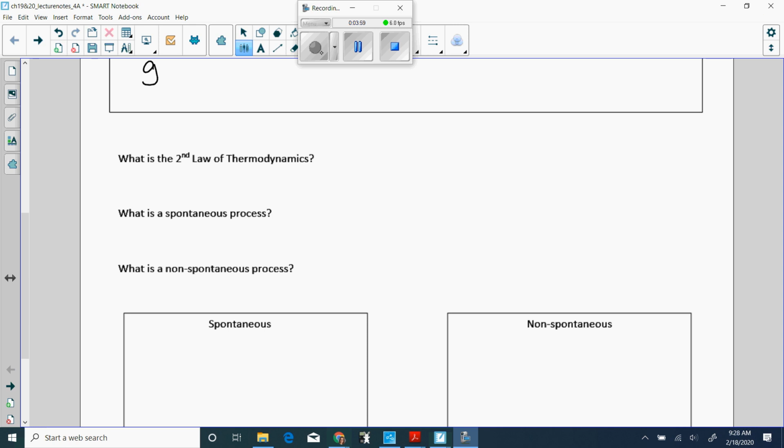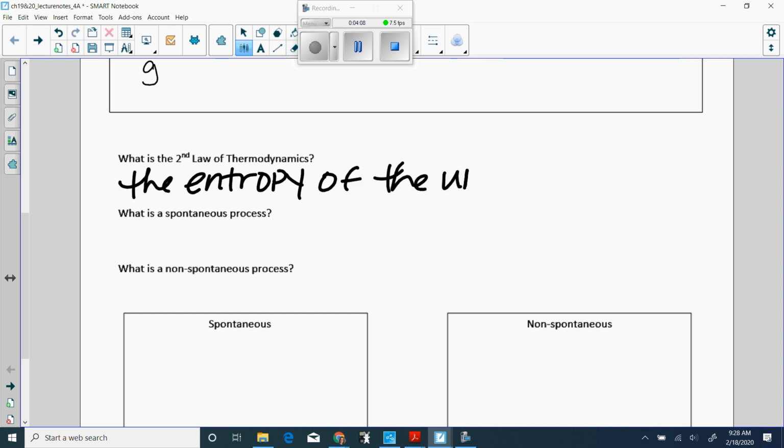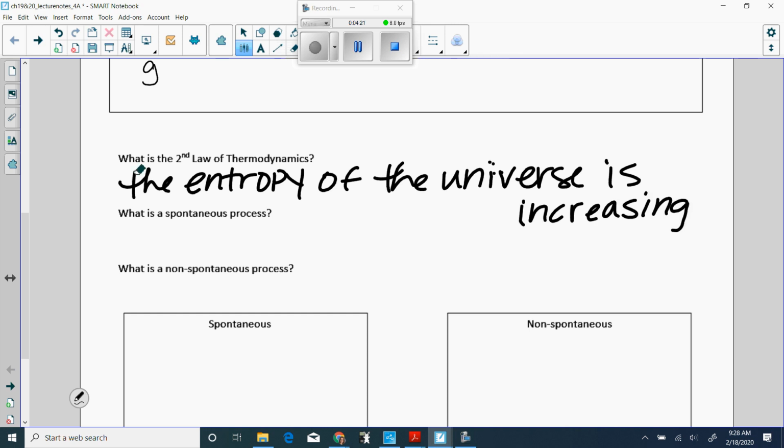The second law of thermodynamics says the entropy of the universe is increasing. Increasing entropy is favorable, meaning the kids don't want to sit in their desk, the kids want to party. So over time, the entropy of the universe is increasing.